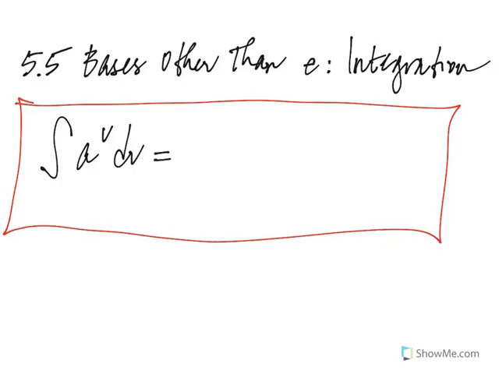All right, so here's the deal. a to the u is integrable, u is a differentiable function of x, and a is a real number other than 1. What you get is 1 over the natural log of the base, times the base to the power, plus c. You'll notice that there is no u prime. There's never a u prime with integration.